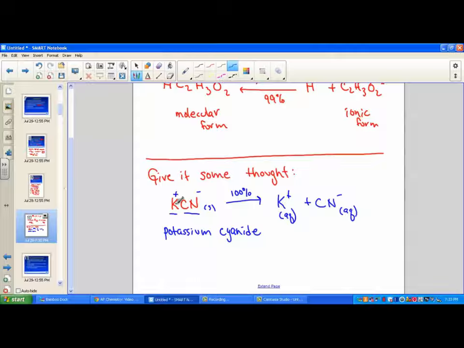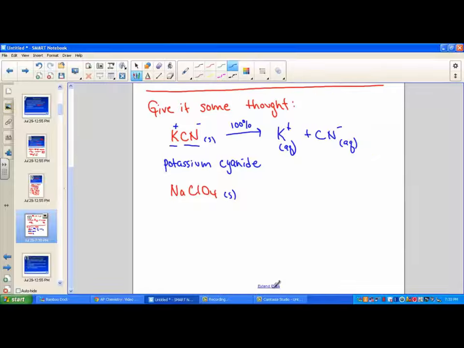How about NaClO4? NaClO4. And again, this starts as a solid. I notice it's ionic, a metal hooked to a polyatomic ion group of nonmetals. Sodium carries a +1 charge. The polyatomic ion ClO4 negative is called perchlorate.